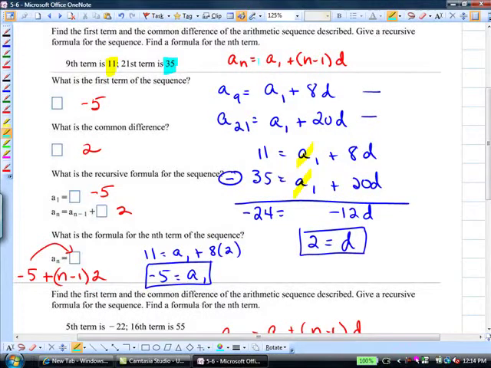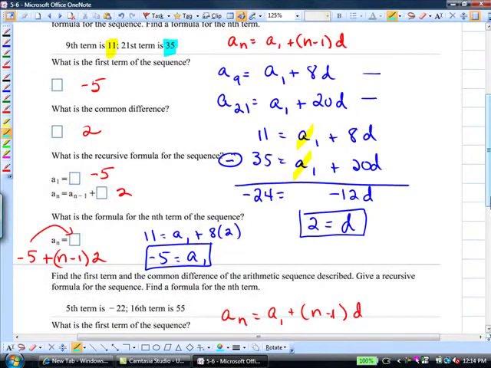And you're going to have to do this, so you're going to need to follow this process. So you solve for d. You've got d. Then you can use either of your other equations to solve for a sub 1. I did this one, and I'm going to put 2 for d. So 11 equals a sub 1 plus 8 times 2. That's 16. You subtract it over here. So a sub 1 is negative 5.